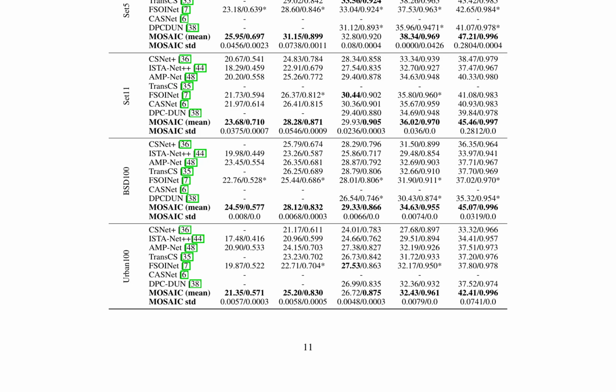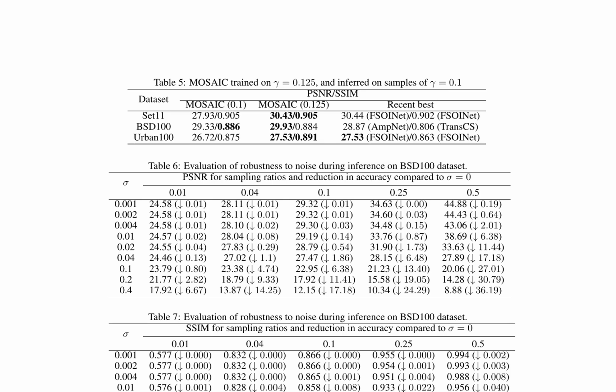Table 5 shows the results of MOSAIC trained on a sampling ratio of 0.125 and inferred on samples with a ratio of 0.1. The results are comparable to the recent best models, with MOSAIC achieving a PSNR of 30.43 and SSIM of 0.905 on the Set 11 dataset. The authors also evaluate the robustness of MOSAIC to noise during inference on the Urban100 dataset. Tables 6 and 7 present the results, showing the reduction in accuracy as the noise level increases. The results indicate that MOSAIC is resilient to low noise levels but less robust at higher noise levels.